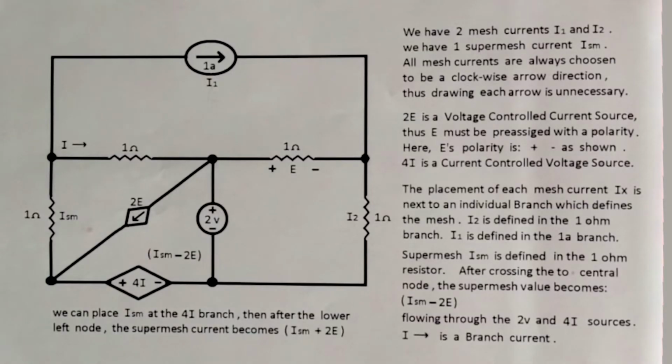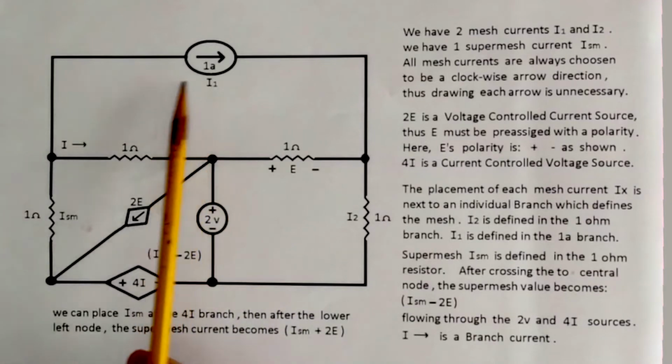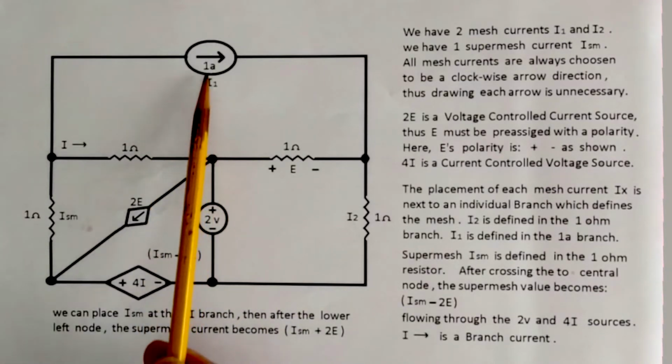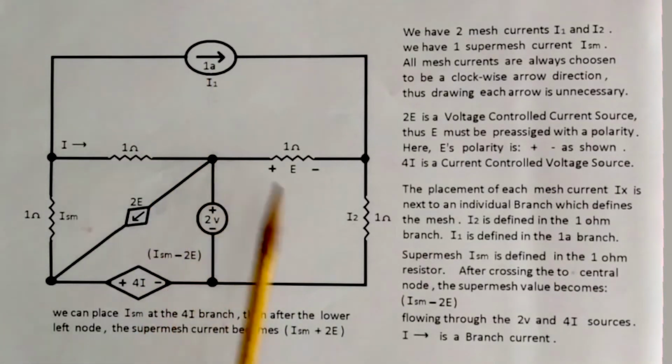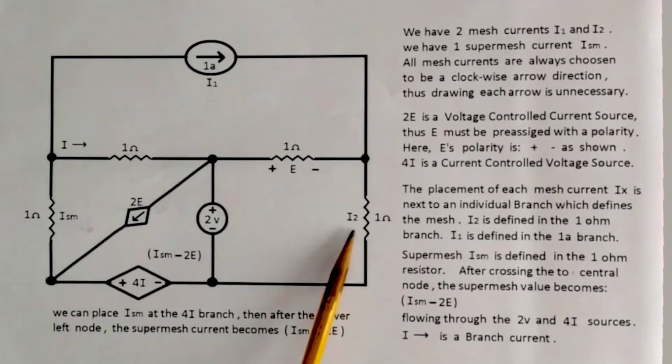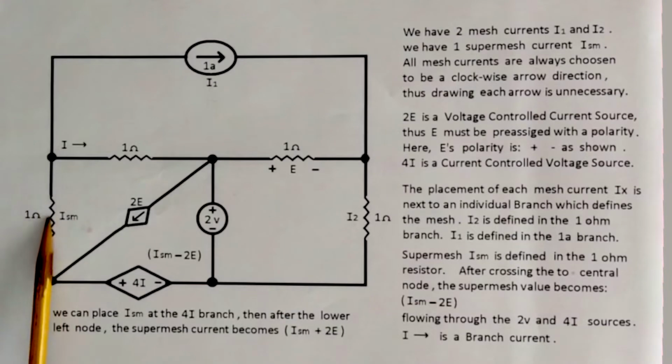Here's a circuit I came across. Talking about a few semantics. Notice I1 mesh current, I2 mesh current, super mesh current. The semantic is I1 is placed next to its own individual isolated branch. This happens to be a 1 amp current source. I2 is defined in this 1 ohm branch. The super mesh is defined in this 1 ohm resistor branch.